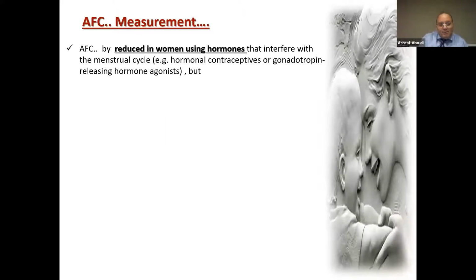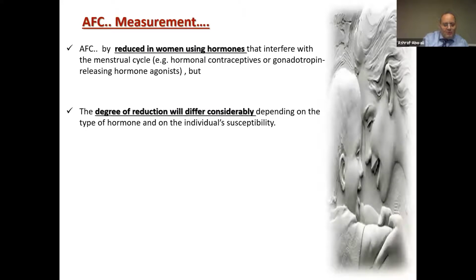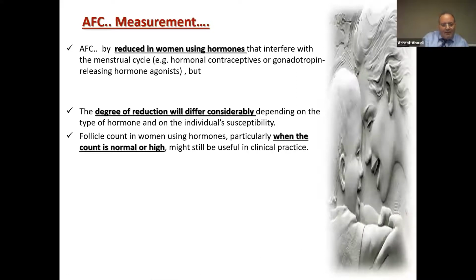Antral follicle count may be reduced in women using hormones, so they should stop as much as we can, 2 months of hormones like hormonal contraceptive pills or gonadotropin-releasing hormone agonists, before you count the antral follicles. The degree of reduction will differ considerably from one patient to another.